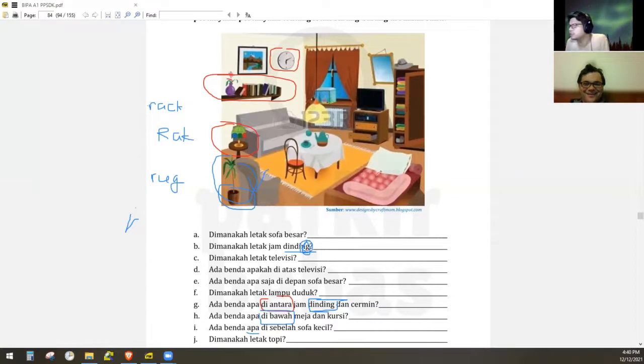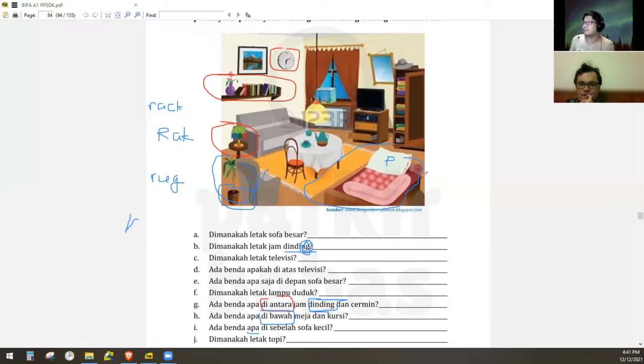Yeah, how about this one? Can you guess? This is like a pillow, right? Is it the pillow? Tangga? What? Tangga is stairs. Oh no, it's lemari. Lemari? I'm not sure. I forget what the pillow name is. Pillow is bantal. Bantal. Yeah.